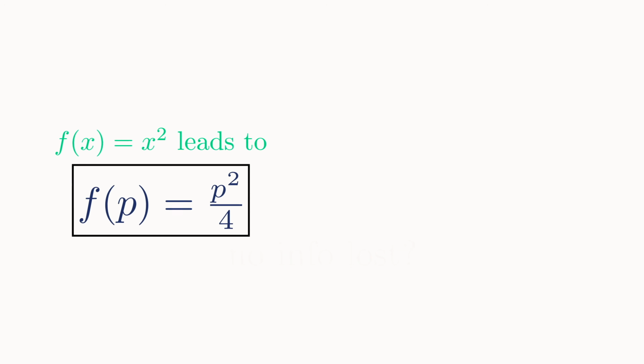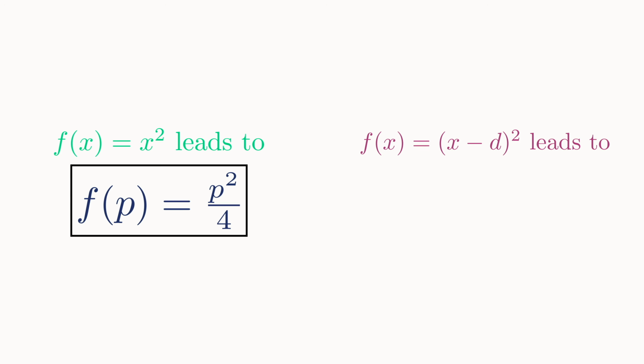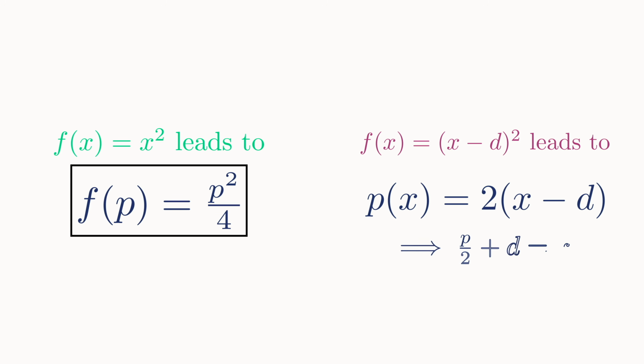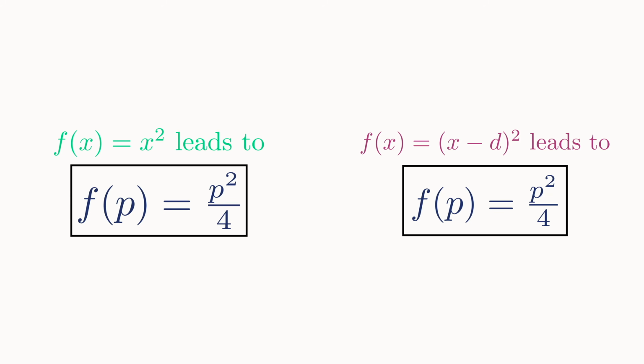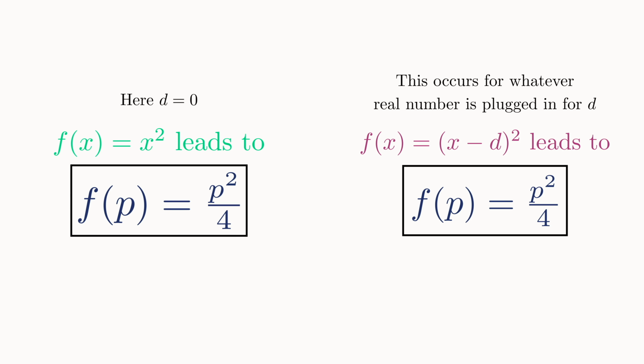Look at what happens if we consider the function f of x equals (x minus d) squared. If we apply the same type of reasoning, so we first find its derivative, solve for x as a function of p, and then plug back into f, we find the exact same result. Whatever value we plug in for d here will always lead to the same end function. The information about d is lost in the procedure we're currently following.